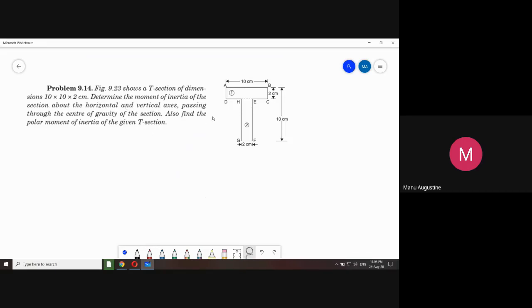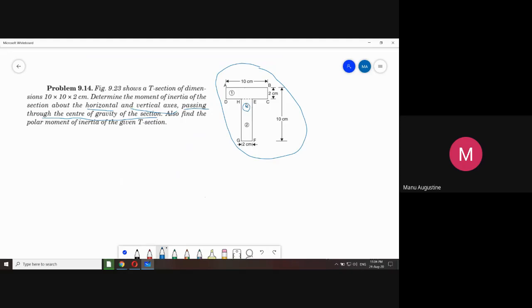We see we have to find out the moment of inertia of this complete T section about the horizontal and vertical axis passing through the center of gravity of the section. So that means first you have to identify the center of gravity of the section, which as discussed by us today comes out somewhere around here.